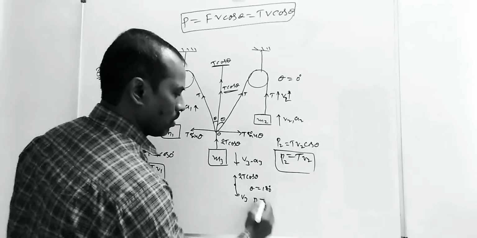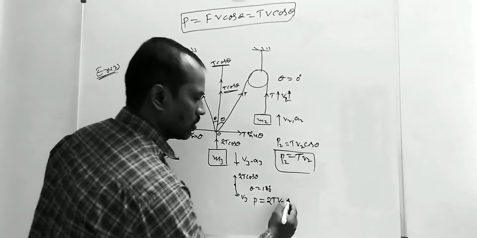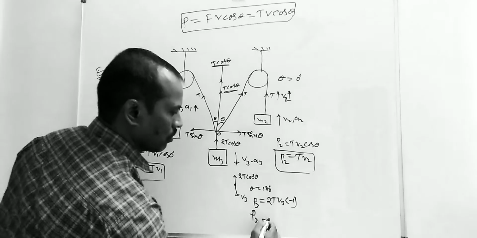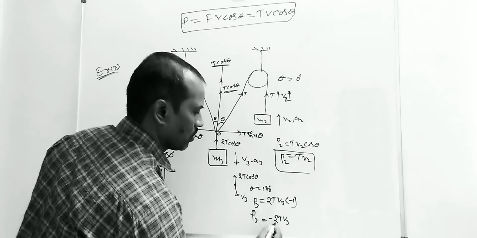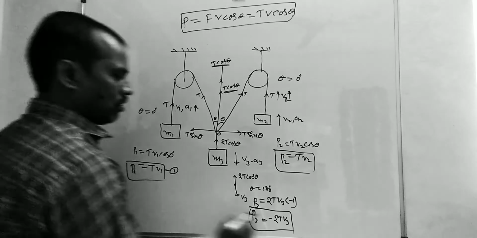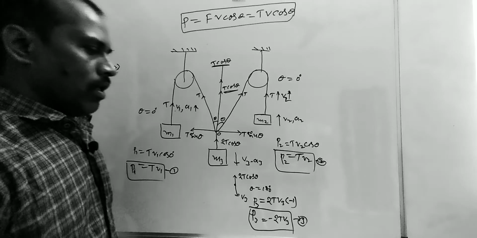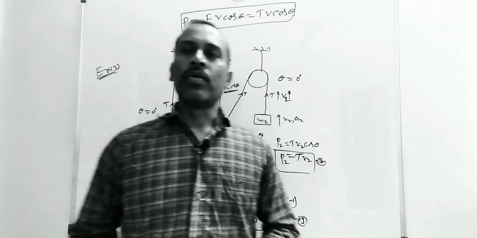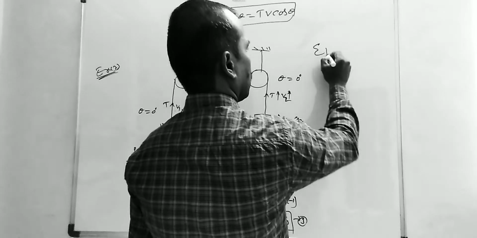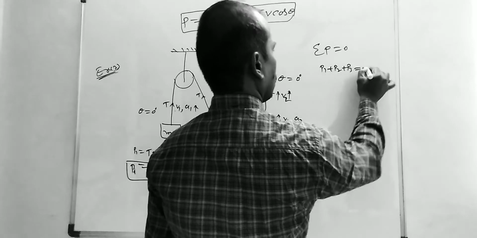So here the tension is 2T, V3 minus, here 1. So P3 is equal to minus 2T V3. This is the M3 block. So 1, 2, 3: these three, net power is equal to 0. According to the system, net power is equal to 0. Net power means here the summation of P is equal to 0. Here P1 plus P2 plus P3 is equal to 0.